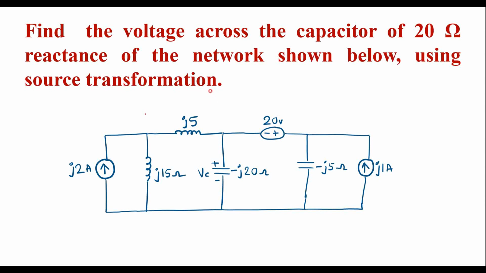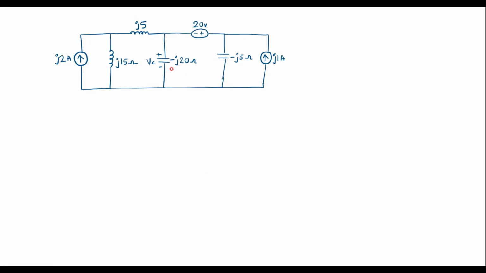In this video, I will consider one numerical on source transformation. Find the voltage across the capacitor of 20 ohm reactance of the network shown below using source transformation. This is the given network. We need to find voltage across this minus J20 ohm reactance. That is VC we have to calculate. So this is the circuit we need to calculate VC, that is voltage across J20 reactance using source transformation.